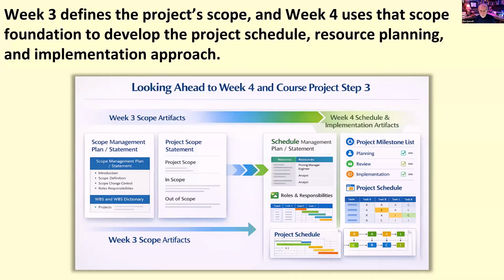In week 3, we define the project scope. And in week 4, those artifacts help us clarify what the project will deliver, how the work is structured, and what's included in the scope. In week 4, we'll move that focus as a foundation to develop the next set of planning artifacts. These include the schedule management plan or statement, a project milestone list, resource requirements, a roles and responsibility matrix.